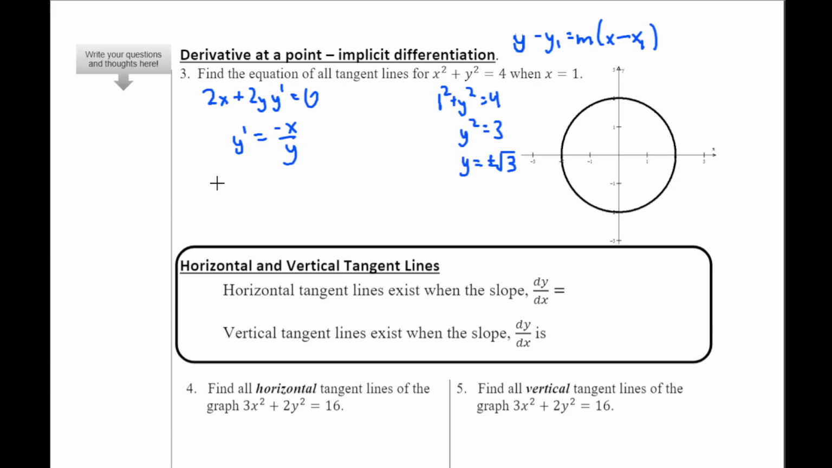So we have two slopes. It looks like we have two tangent lines here because there's two different slopes. The slope of one line is equal to negative 1 over positive root 3. And the slope of the other line is negative 1 over negative root 3, which is just a positive 1 over root 3. And now we can just write out the equations of our tangent lines.